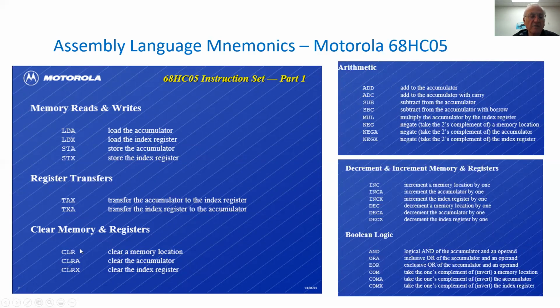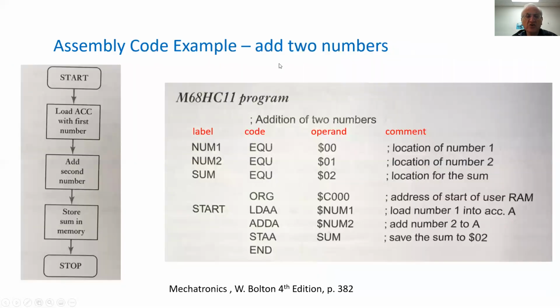And then we have clear memory, arithmetic like add, subtract, multiply. We have the negate, in other words, taking the binary number and writing the exact inverse. We have incrementing the memory locations and Boolean logic. So there are quite a few of these, and this shows us an example of a flowchart and the assembly language program for adding two numbers.